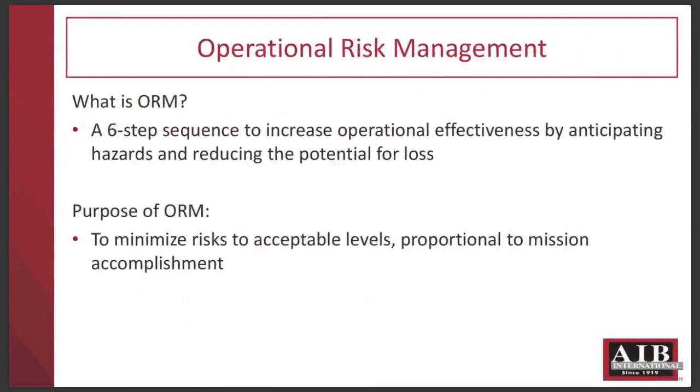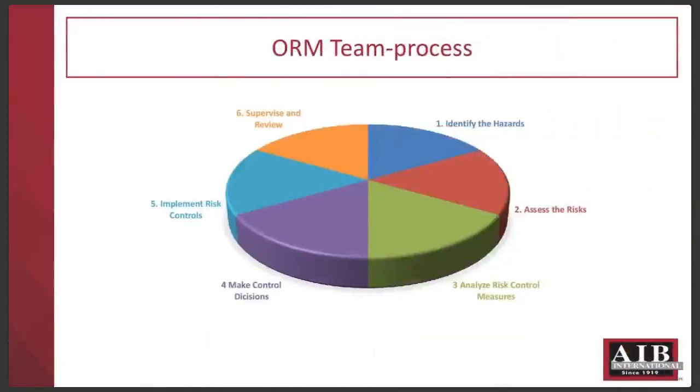Another approved methodology is the operational risk management system. It's a 6-step sequence that allows you to increase operational effectiveness by looking at and anticipating hazards and reducing the potential for loss. The purpose is to minimize risks to acceptable levels and being able to do this proportional to whatever your accomplishments are. As you can see in the next slide, here are the 6 actual steps. So step 1 is you need to identify the hazard. So an example could be, I'm going to look at how could contamination occur at my bulk liquid tanker receiving process.